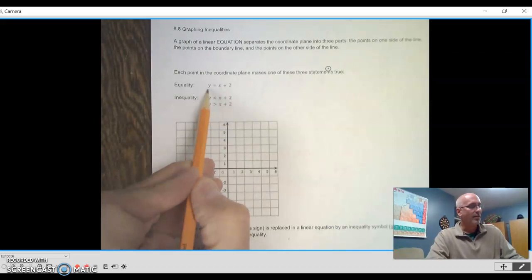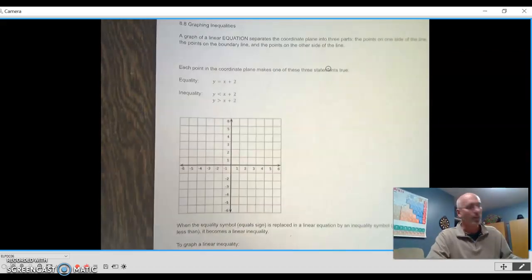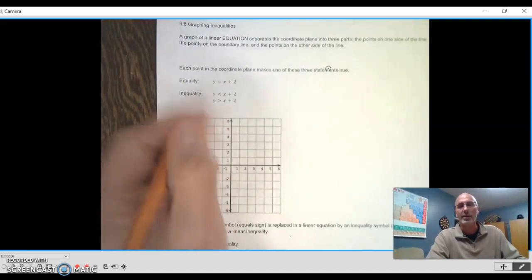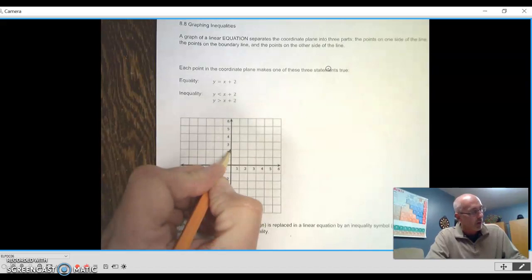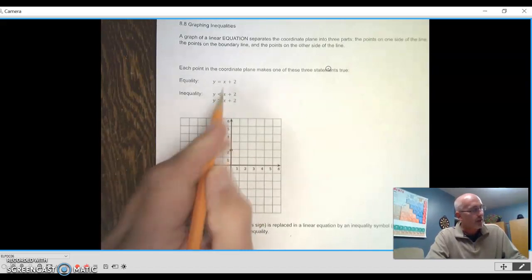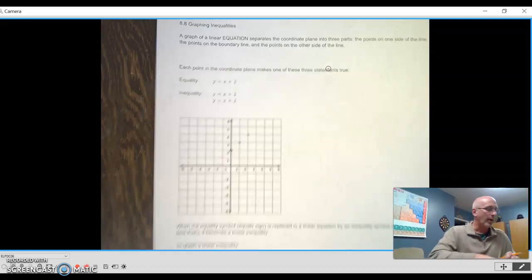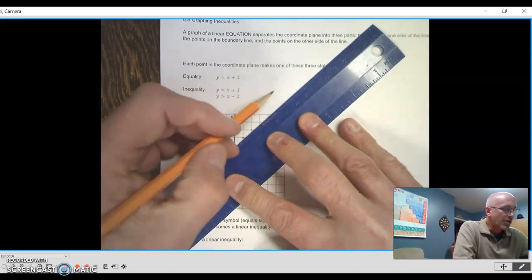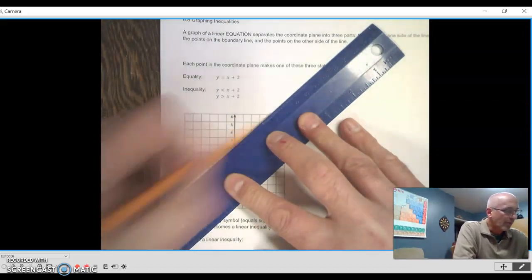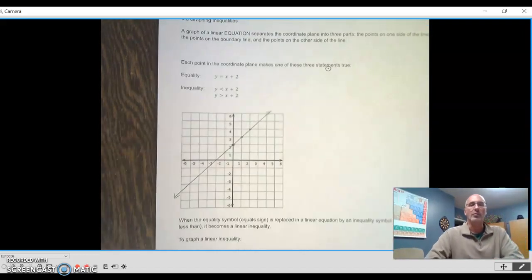Say we have the equation y equals x plus 2. I'm going to graph that. This is in y equals mx plus b, slope-intercept form. So our y-intercept is at 2, and we have a slope of 1. So up 1 over 1, up 1 over 1. And then if we use a straight edge, okay, there is our line that we just graphed.